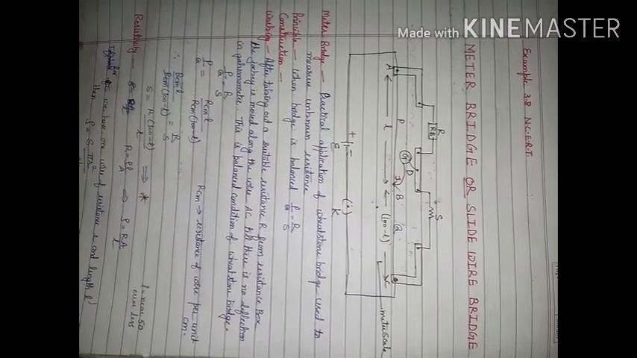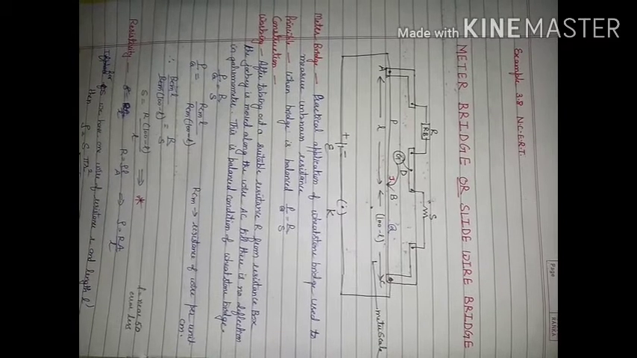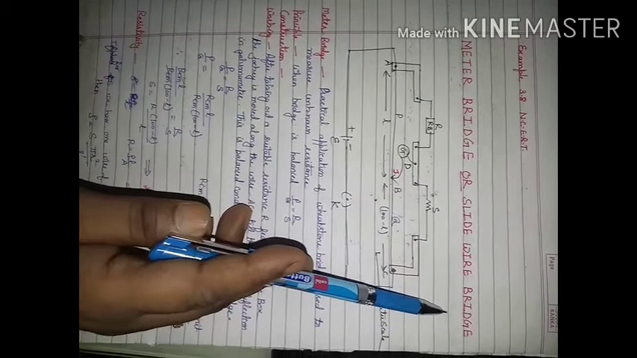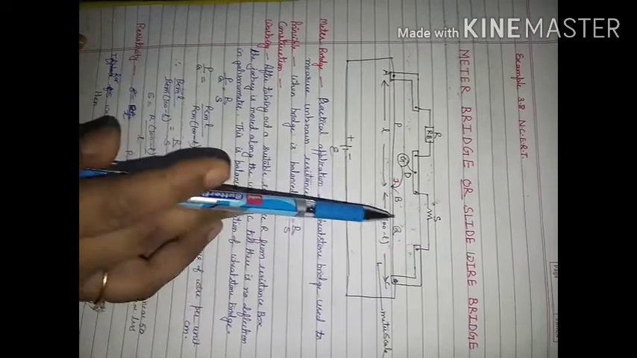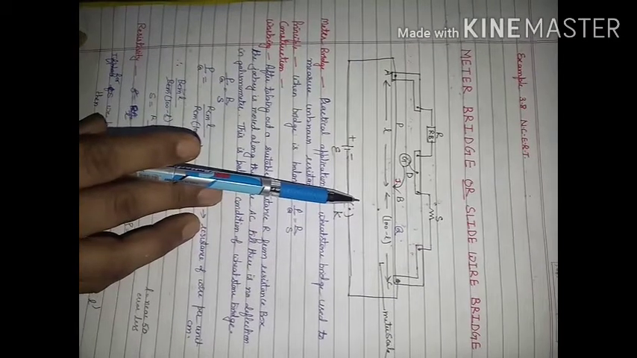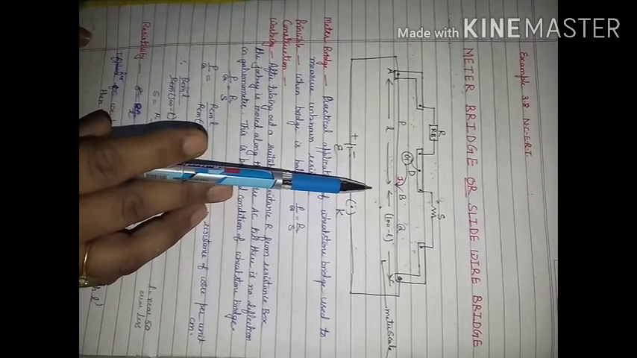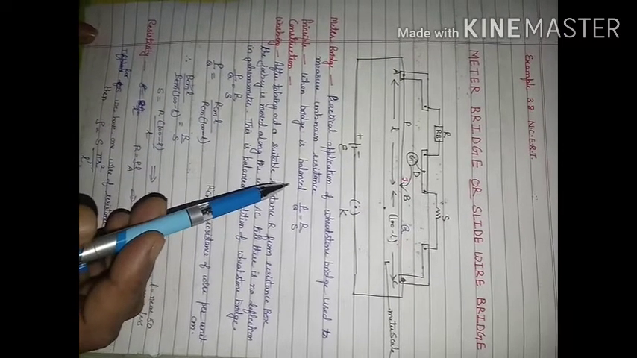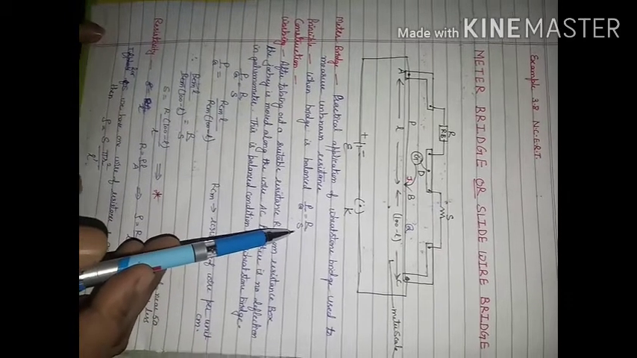In this video, we will consider a practical application of the Wheatstone bridge in the form of a meter bridge or slide wire bridge. Then we can find the value of unknown resistance by using this arrangement in the lab. In the previous article, when the bridge is in a balanced state, when no current is flowing through the galvanometer, we had this equation: P upon Q is equal to R upon S.